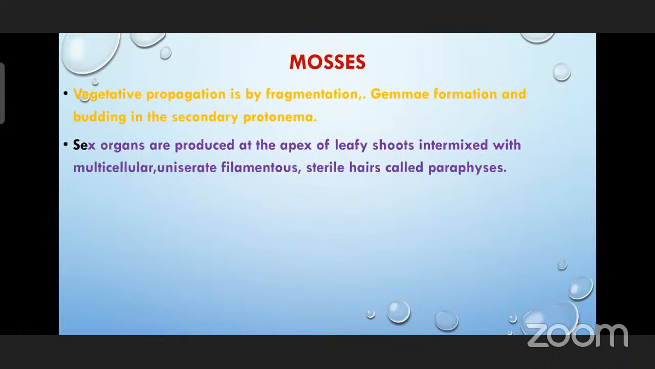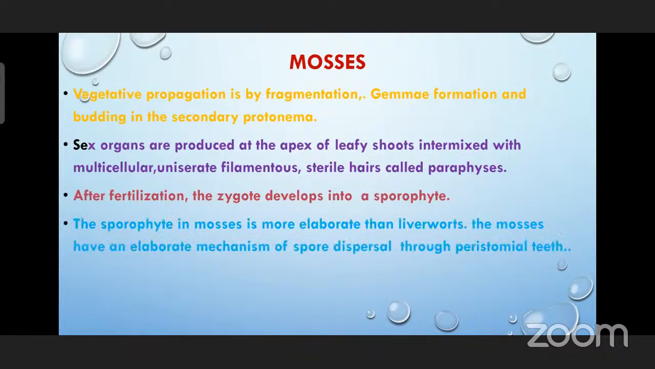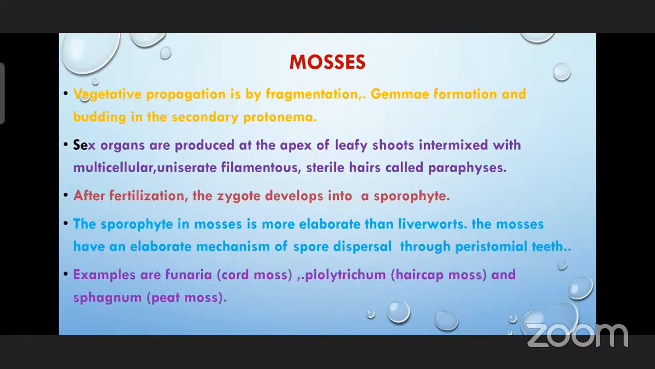Now the reproduction has to begin in mosses. Before that, vegetative propagation is by fragmentation and gemma formation and budding in the secondary protonema. So here there is vegetative propagation, and sexual reproduction. Sex organs are produced at the apex of the leafy shoots, intermixed with multicellular uniseriate filamentous sterile hairs called paraphyses. After fertilization, the zygote develops into a sporophyte. The sporophyte in mosses is more elaborate than in liverworts. Mosses have an elaborate mechanism of spore dispersal through peristomial teeth. Here there are no elaters; peristomial teeth are seen in mosses. Examples are Funaria, cord moss, Polytrichum, haircap moss, and Sphagnum, the peat moss.